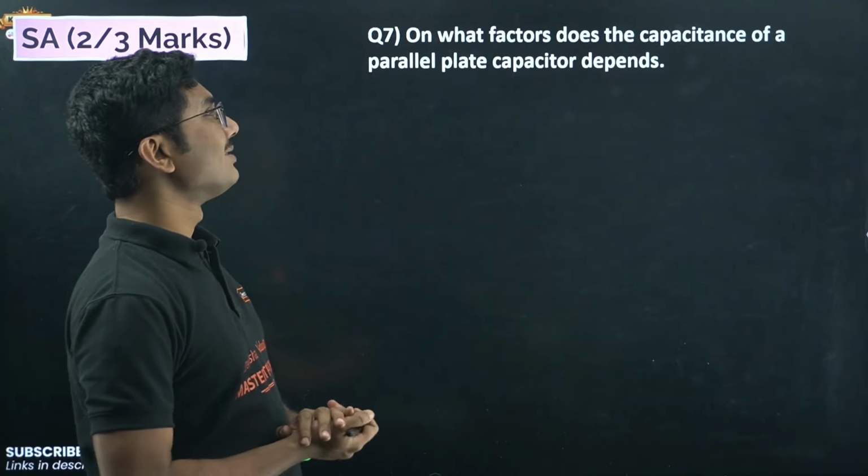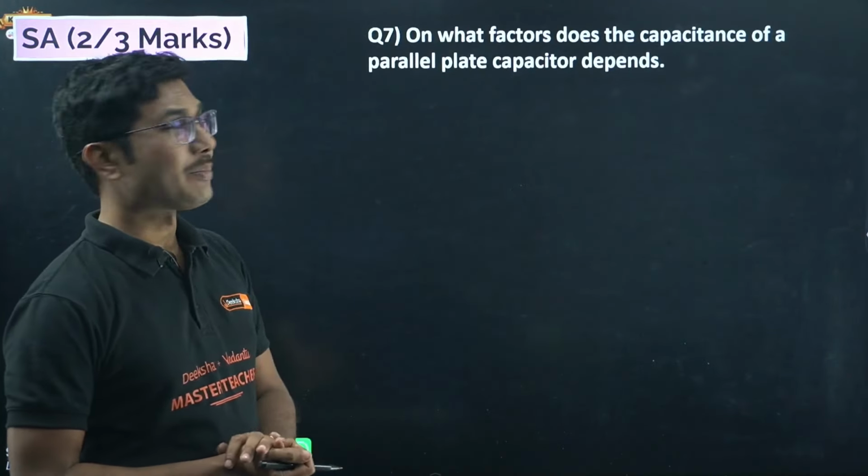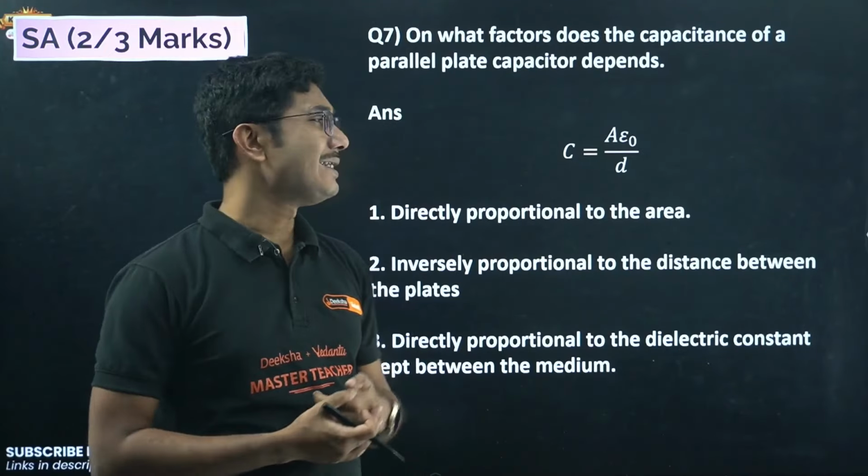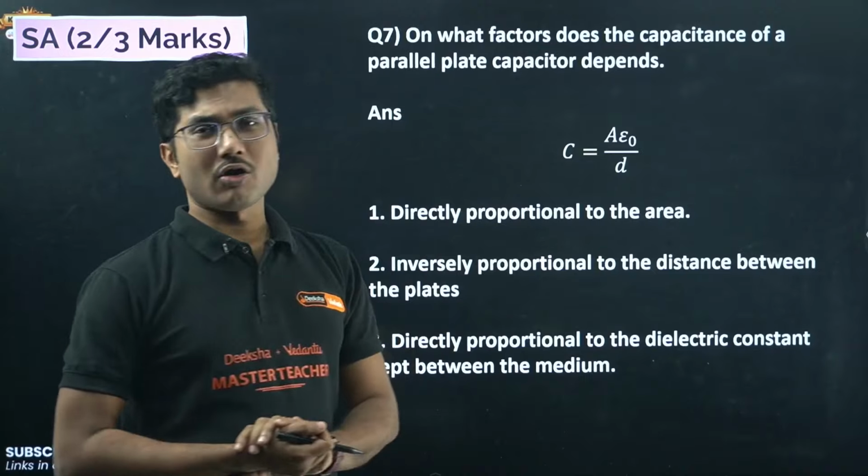Now next, on what factors does the capacitance of a parallel plate capacitor depend? First you have to start with the expression for capacitance, that is C equals A epsilon naught by d.